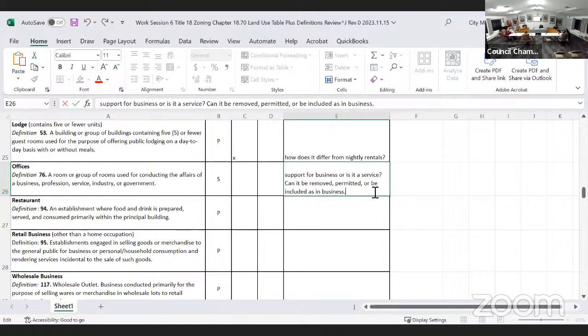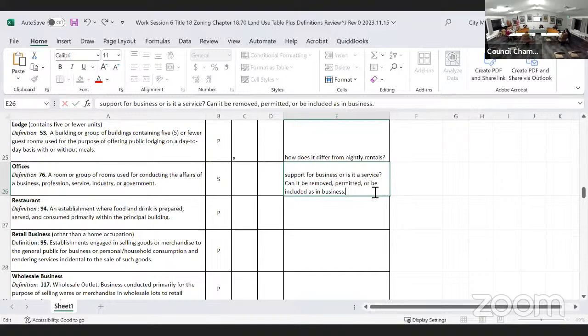So do we come back to this or do we try to figure this out? We can come back to it. Yeah, I think we're coming back to it. So I wrote: support for business or as a service, can it be removed, permitted, or included as in business, and come back to it.